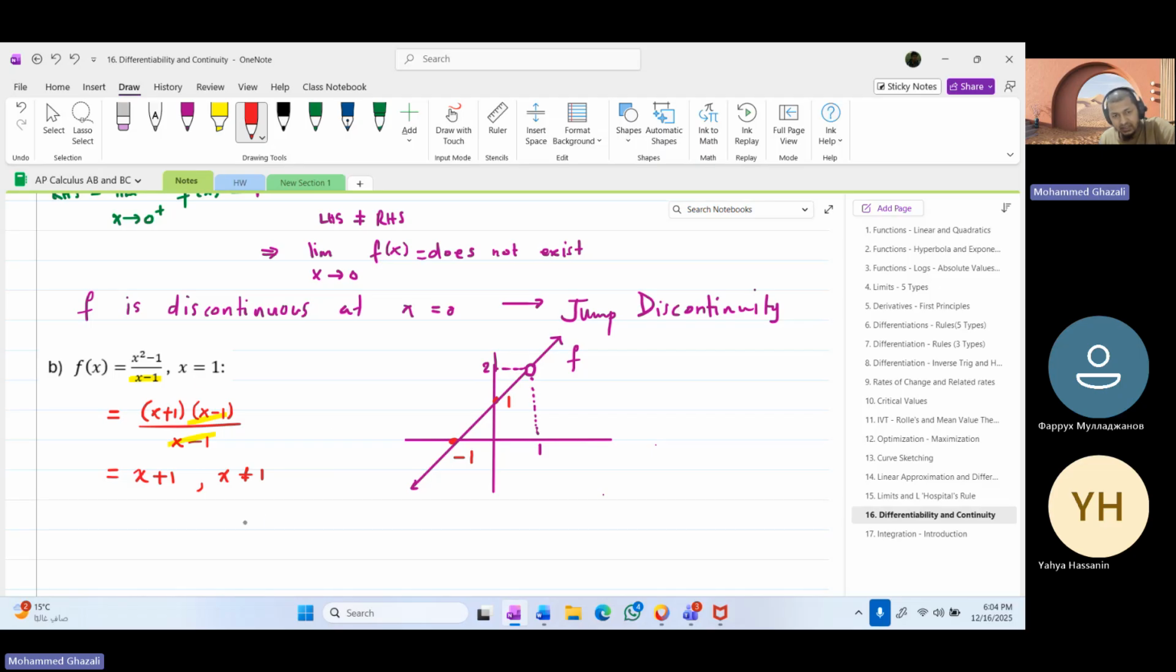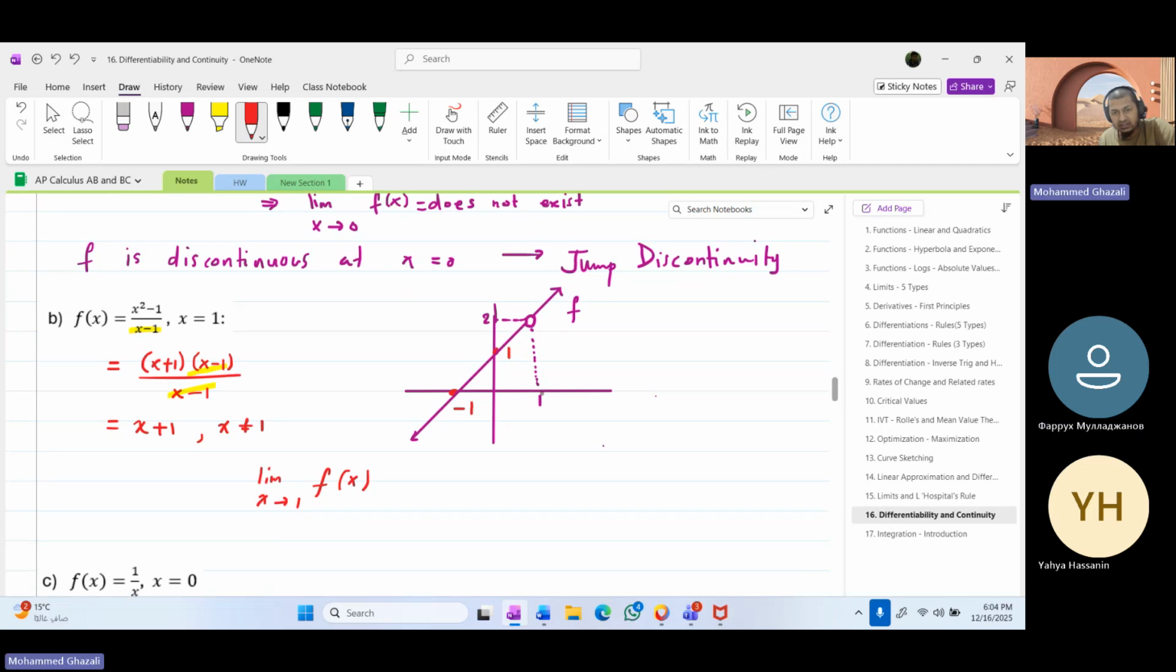So how do we check this? We say the limit as x approaches 1 of f of x exists, and that value is 2. As x approaches 1, the answer is 2. And f of 1 does not exist, it is undefined.